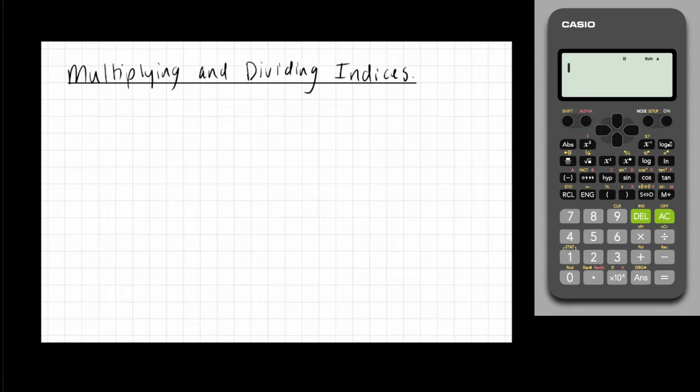Alright guys, so we're going to look at multiplying and dividing some indices. Now, when we multiply and divide indices, there are pretty simple rules, okay? And I'm going to show you exactly why this works.